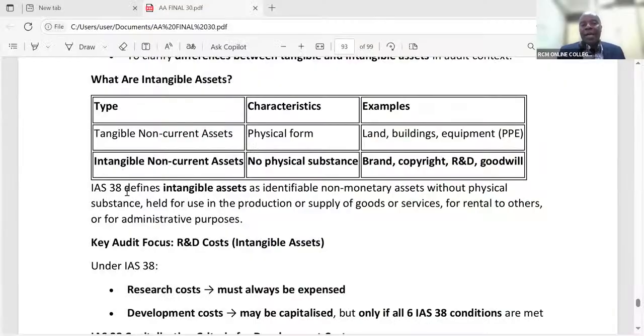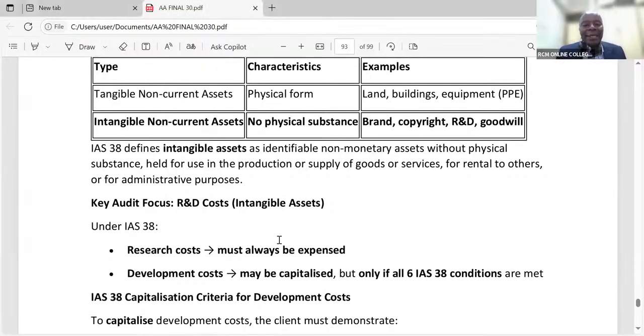Great. So that's the first objective of this session, to enable you to see the difference between intangibles and tangibles. So IAS 38 defines intangible assets as identifiable, non-monetary assets without physical substance held for use in the production or supply of goods or services, for rental to others, or for administrative purposes. Key audit focus, it is R&D we are going to focus on. But of course, if an examiner asks you about auditing of goodwill, which is among these, you should be able to use the same knowledge on intangible assets.